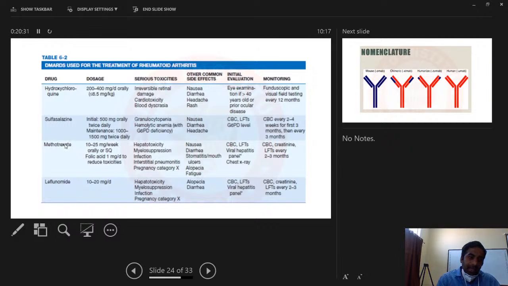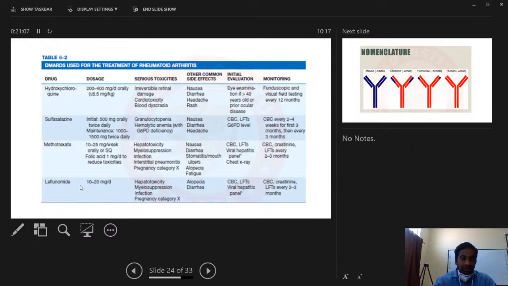Methotrexate also can be used. The dose is 10 to 25 mg per week. Because it's a folic acid antagonist, you have to give folic acid supplements along with it to reduce the toxicity. The most common side effect is hepatotoxicity, even renal toxicity, and it is a pregnancy category X drug, never indicated in pregnant patients. Do CBC, LFTs, and a viral hepatitis panel before starting methotrexate.